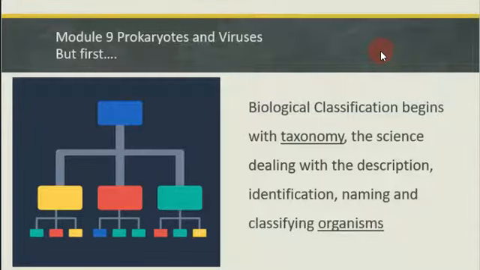First, we're going to start off with something very basic in biology, and that is taxonomy. Taxonomy is the way we name all living things. If they're underlined, that means you have a blank to fill in. Biological classification begins with taxonomy, the science dealing with the description, identification, naming, and classifying of organisms.